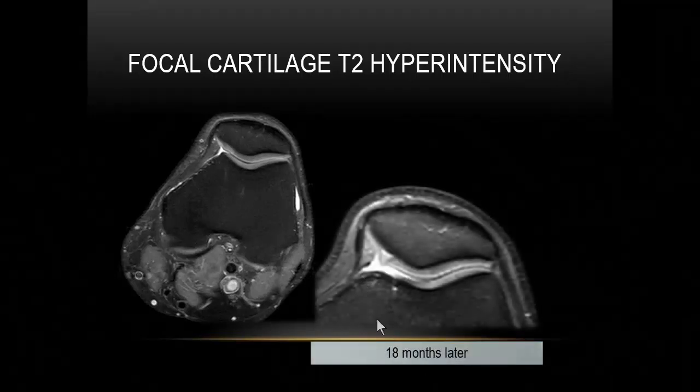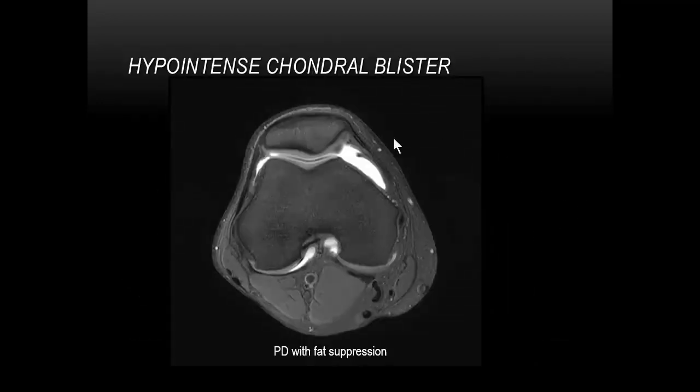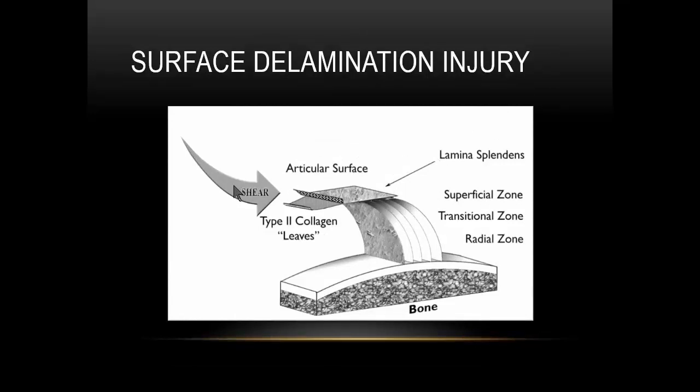Here's an example, 18 months later, where it did. He had the little hyperintensity, now has a full thickness fissure within that medial patellar facet. Sometimes you'll see things in which you don't see high T2, but you see relatively low T2. And this one, this is about the only hypointense blister I've seen. Normally when I see hypointense cartilage, I'm thinking more of a chronic lesion, a chronic alteration in that collagen matrix. But here's one where we had it as a blister effect.